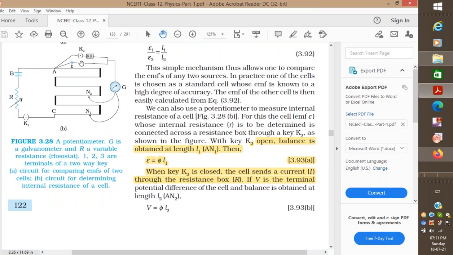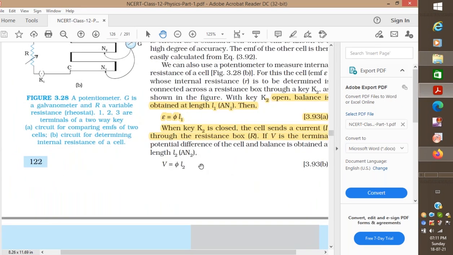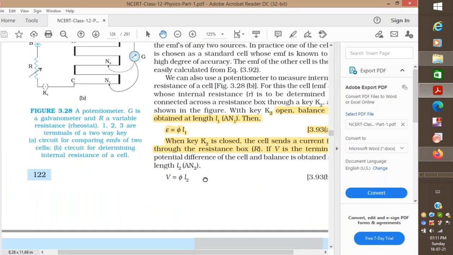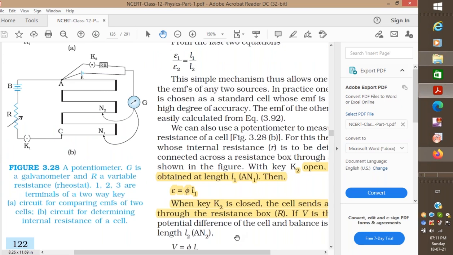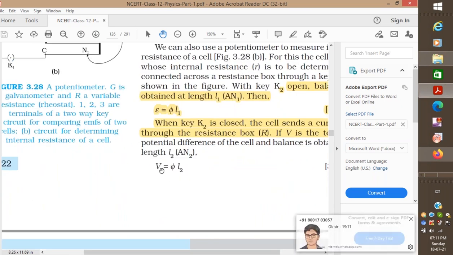See, as I told, when there is a resistance connected across the battery, that is the external resistance here, the standard resistance box, this EMF we should not write as E. Now you have to write the terminal potential. That's why I have written, instead of E here, phi into L2, that is equal to the terminal potential across this cell. Terminal potential of the cell. So that's why I have written V over here. You should not be confused between E and V.